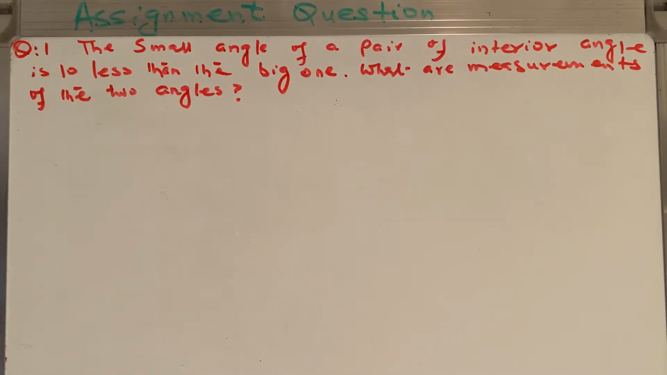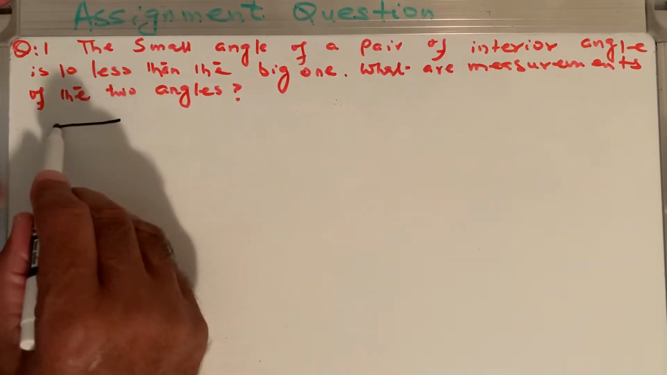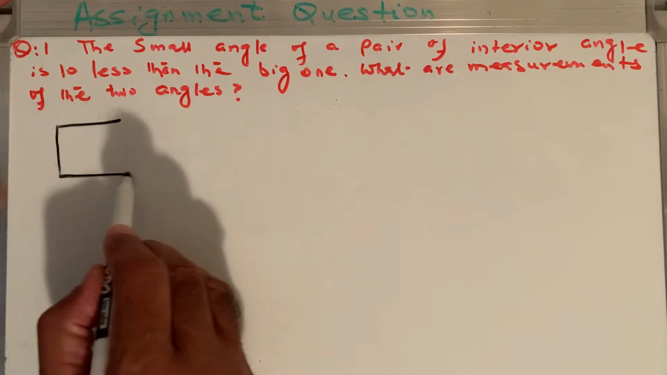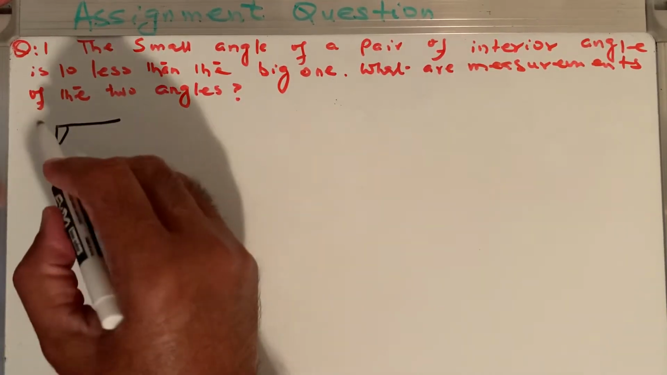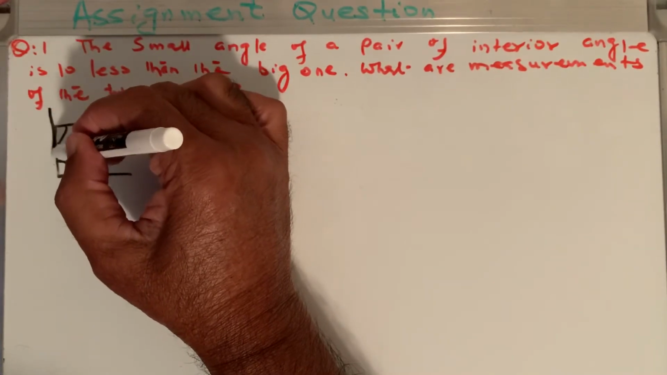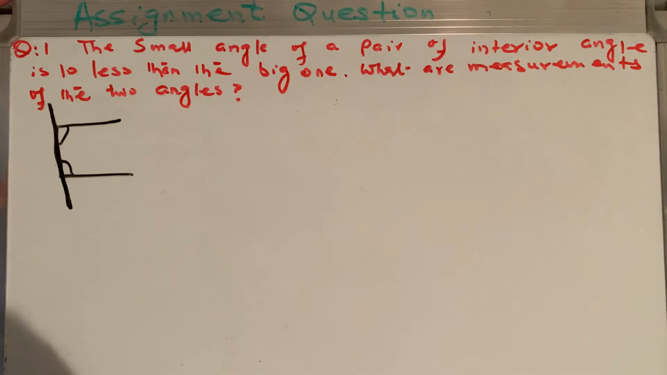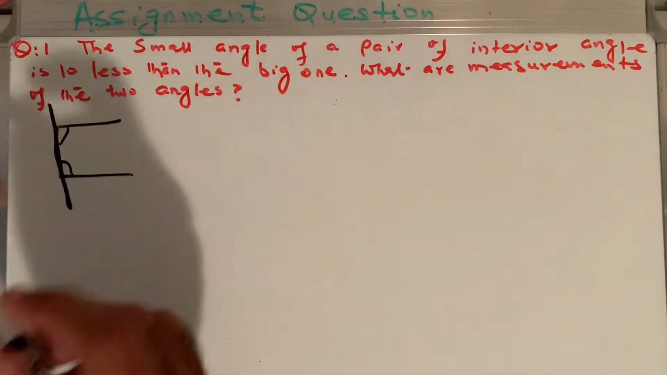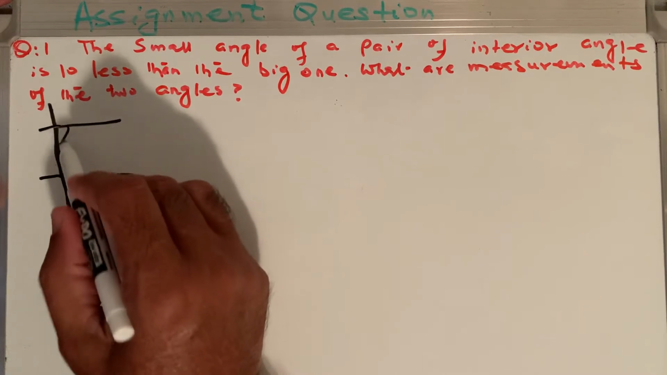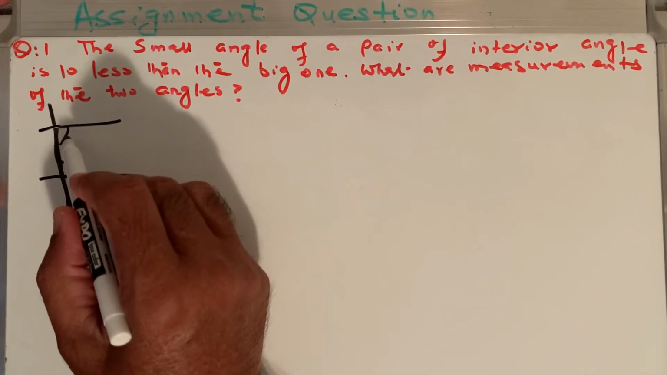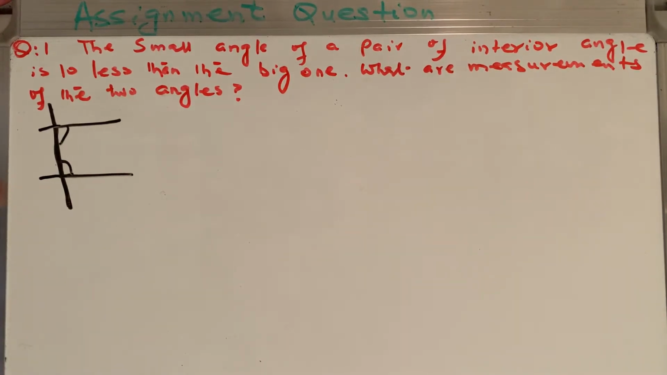That means there are two angles, and both are interior angles. So both are on the same side of the secant line, or oblique line, or transverse, right? And these are the two parallel lines. So these are the two interior angles which we learned. And he's saying that one is 10 less than the other, right?